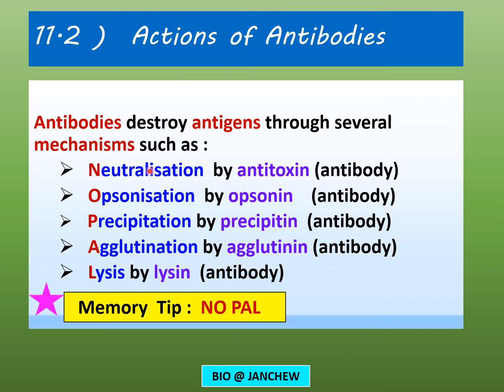Now, to remember these 5 mechanisms of actions of antibodies, remember this memory tip. No PAL. So think of the antigens like bacteria or viruses that have entered the body. They have no PALs in the body because all the cells, the lymphocytes, are there to attack them. The phagocytes and the lymphocytes are there to destroy them. So they have no PALs. PAL means friend, right? So no PAL. N for neutralization, O for opsonization, P for precipitation, A for agglutination, and L for lysis. Easy to remember, right?